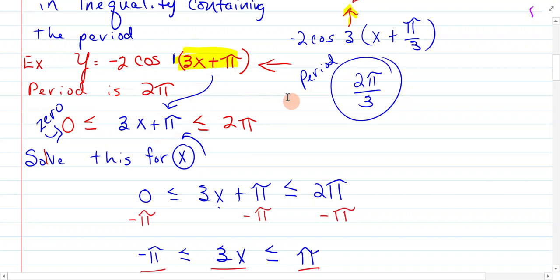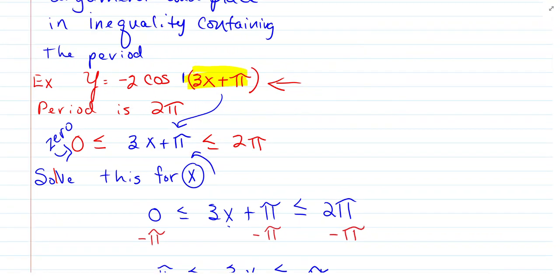The period is, you could do this two different ways. And the first way that I'm going to show you is leaving this argument exactly as it is. The period is 2 pi in a basic cosine. So we put 0 on the left and 2 pi on the right, less than or equal to, and we put the argument in here. And we're going to solve for x.